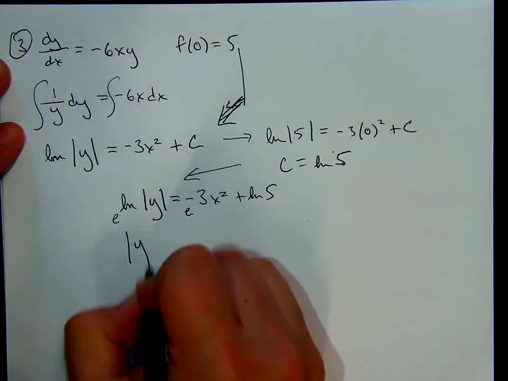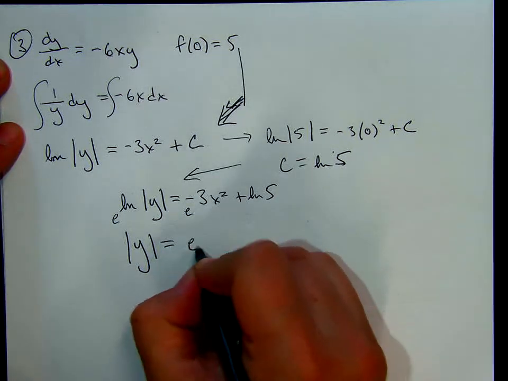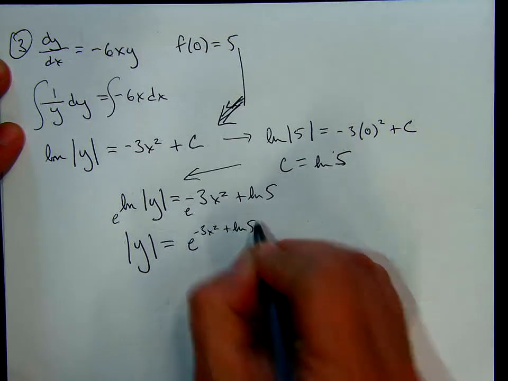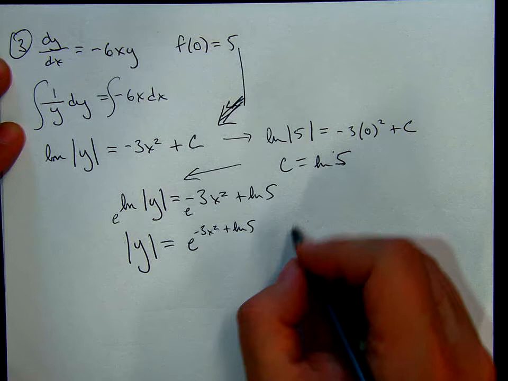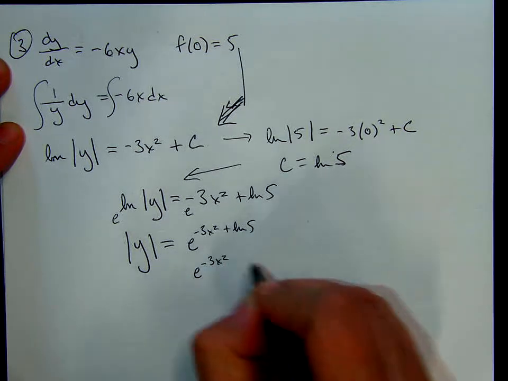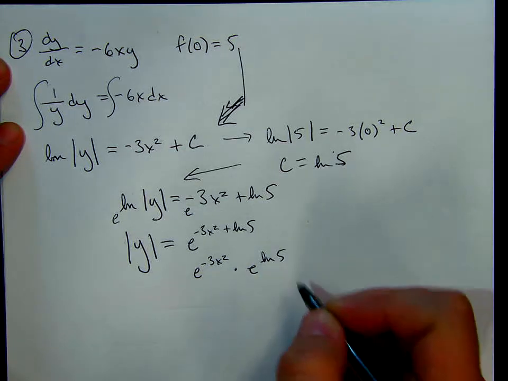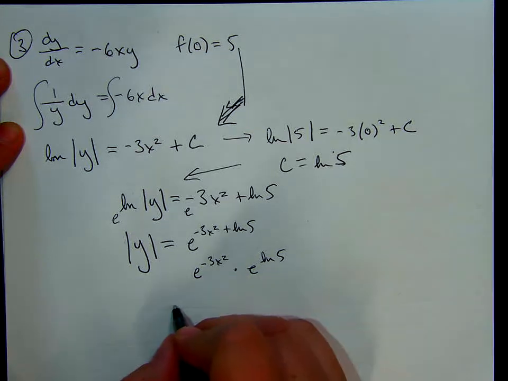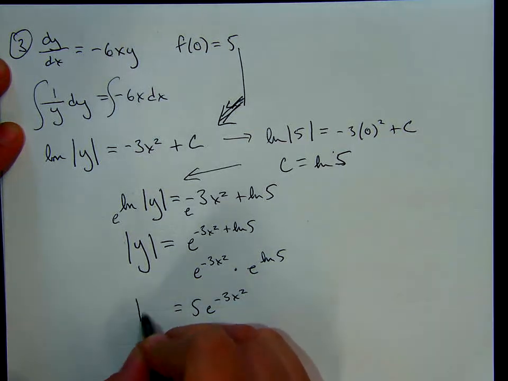So with absolute value of y on the left, over here we've got e to the negative 3x squared plus ln 5. Now remember, when we see this, we can do a little bit of algebra. That's the same as e to the negative 3x squared times e to the ln 5. And then that e to the ln 5 equals 5. So what we end up with is 5e to the negative 3x squared.